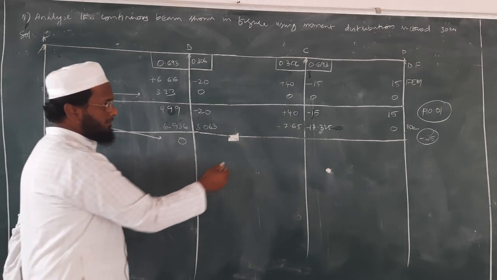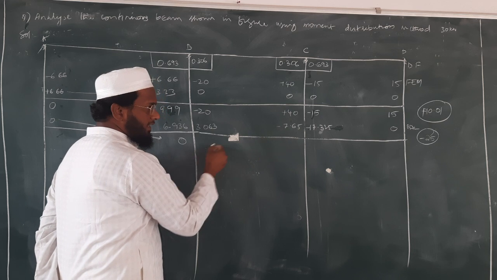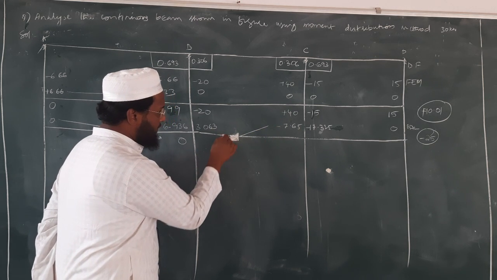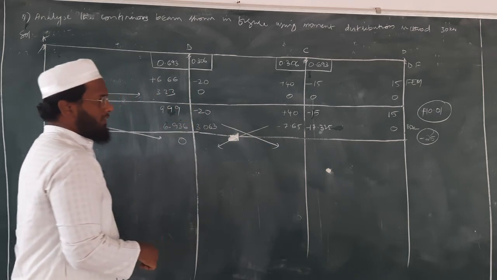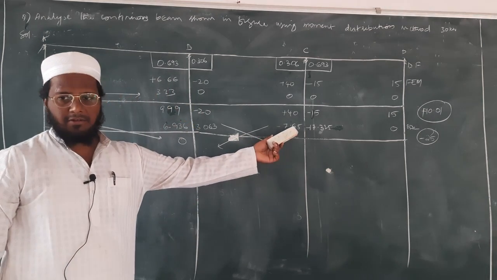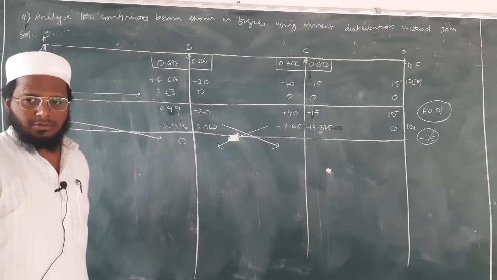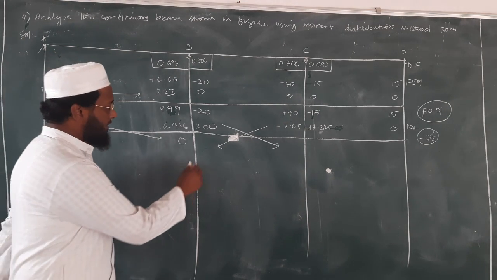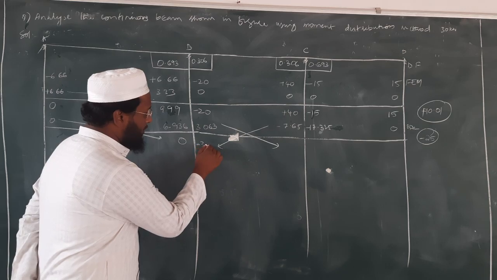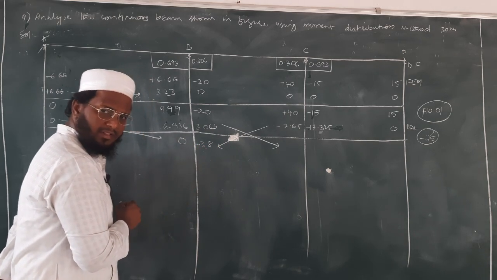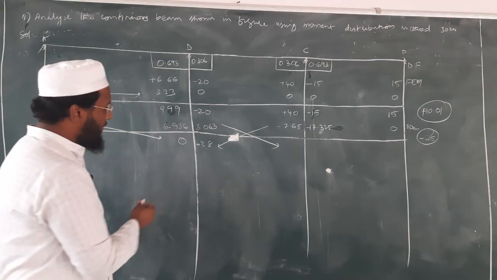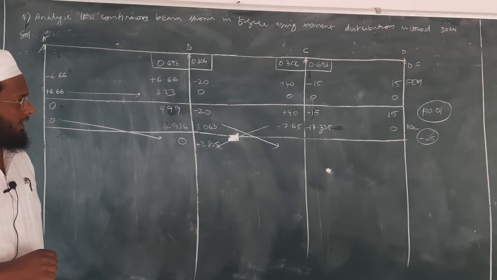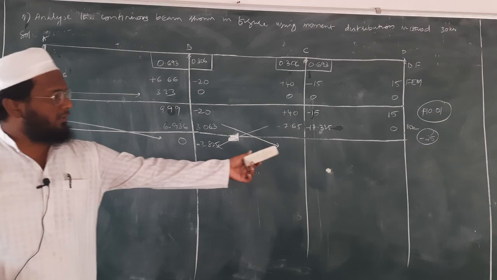What about this one? Shall I take this value? Yes, isn't it? So minus 7.65 divided by 2 is how much? 3.8. Okay, minus 3.825. Then here take this value here.